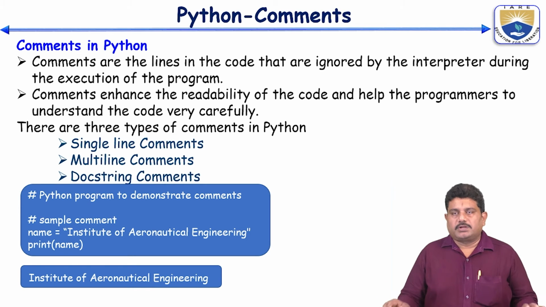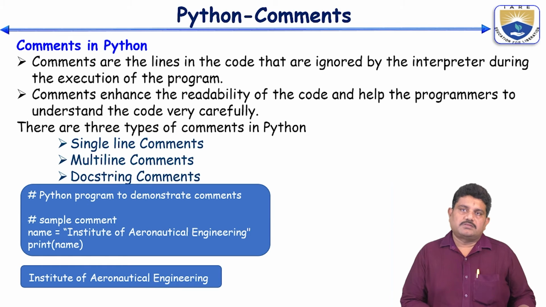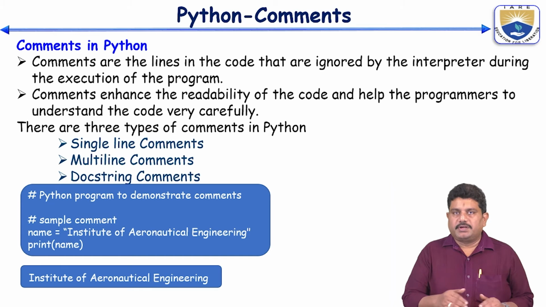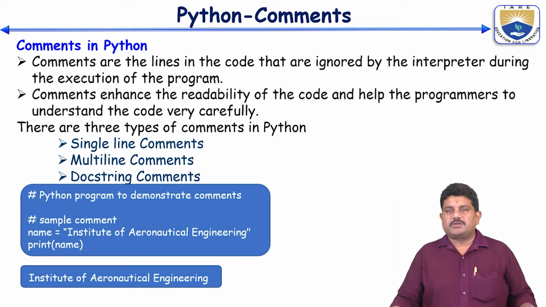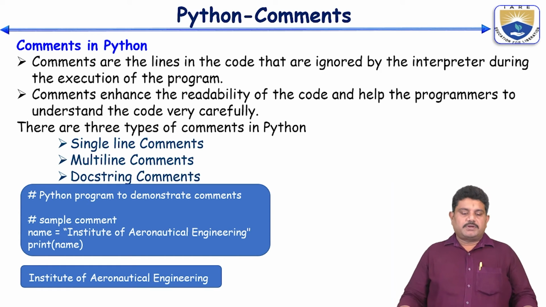So description about all those things. Because of this description, understanding of the entire code becomes very easy for the programmers, and readability and understandability improve. That is the main motivation of comments in any programming language. Here in Python, we have three different types of comments: single line comments, multi-line comments, and docstring comments.